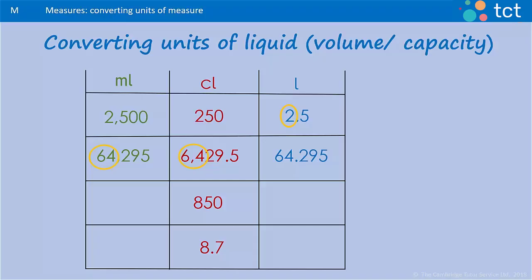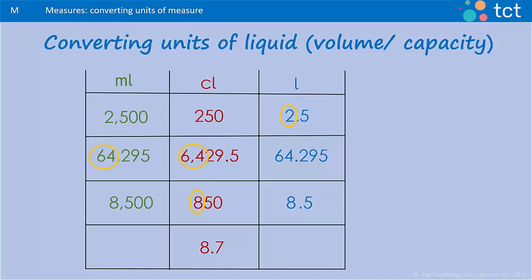The next one, 850 centilitres. To find the millilitres, we multiply that by 10. So that's 8,500 millilitres. To find the litres, we divide it by 100. We know we're going to have 8 whole litres because we have 800 centilitres. The odd 50 centilitres is half a litre, so that's going to be 8.5 litres.